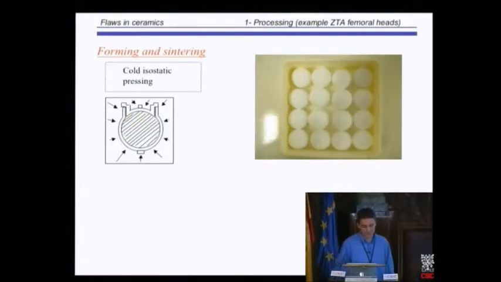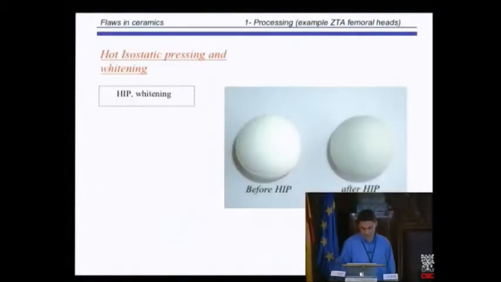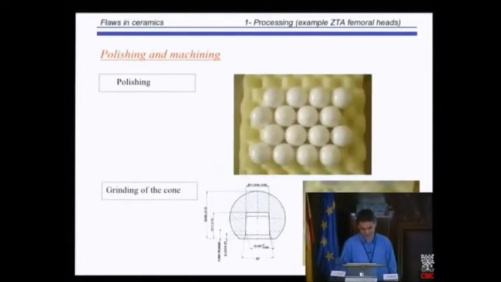And then you make cold isostatic pressing, sintering. For thermal heads, you make hot isostatic pressing to decrease the flaw size, to increase the density, and then polishing, and then grinding. So you have to grind the pieces.